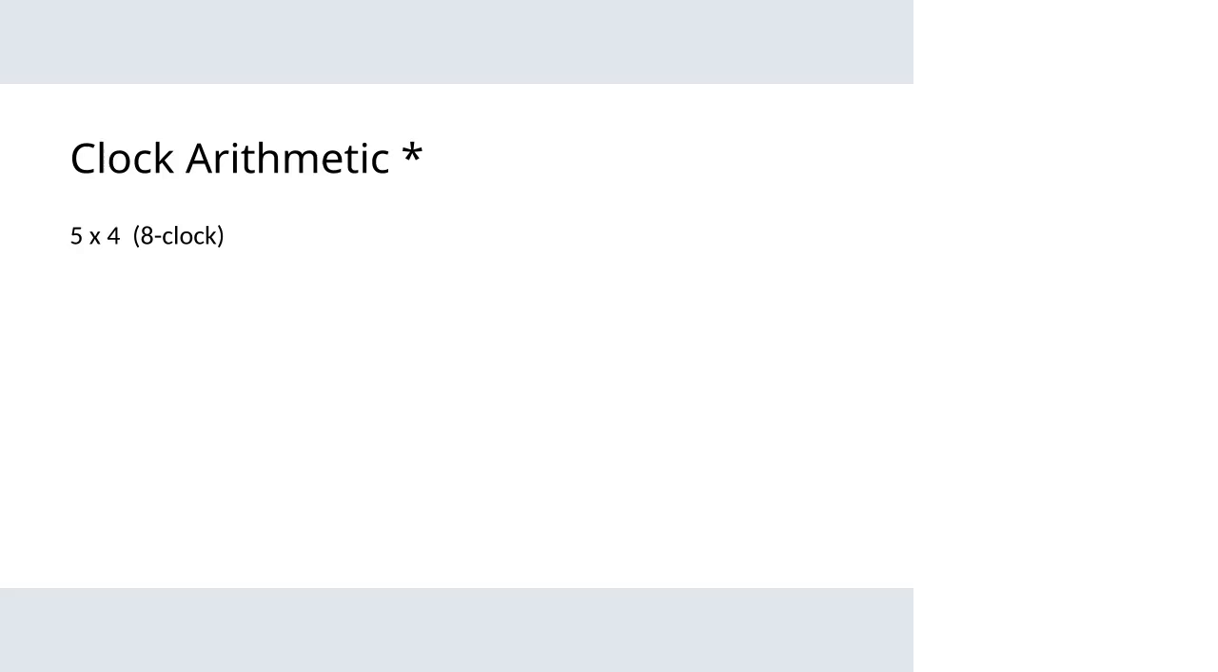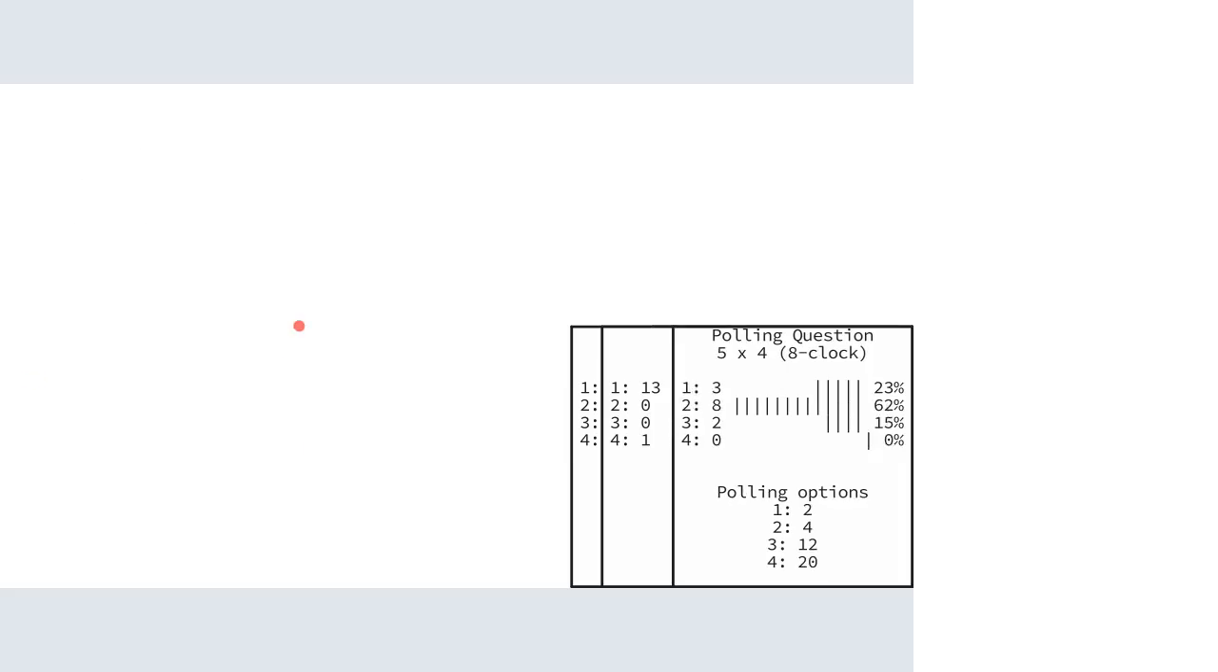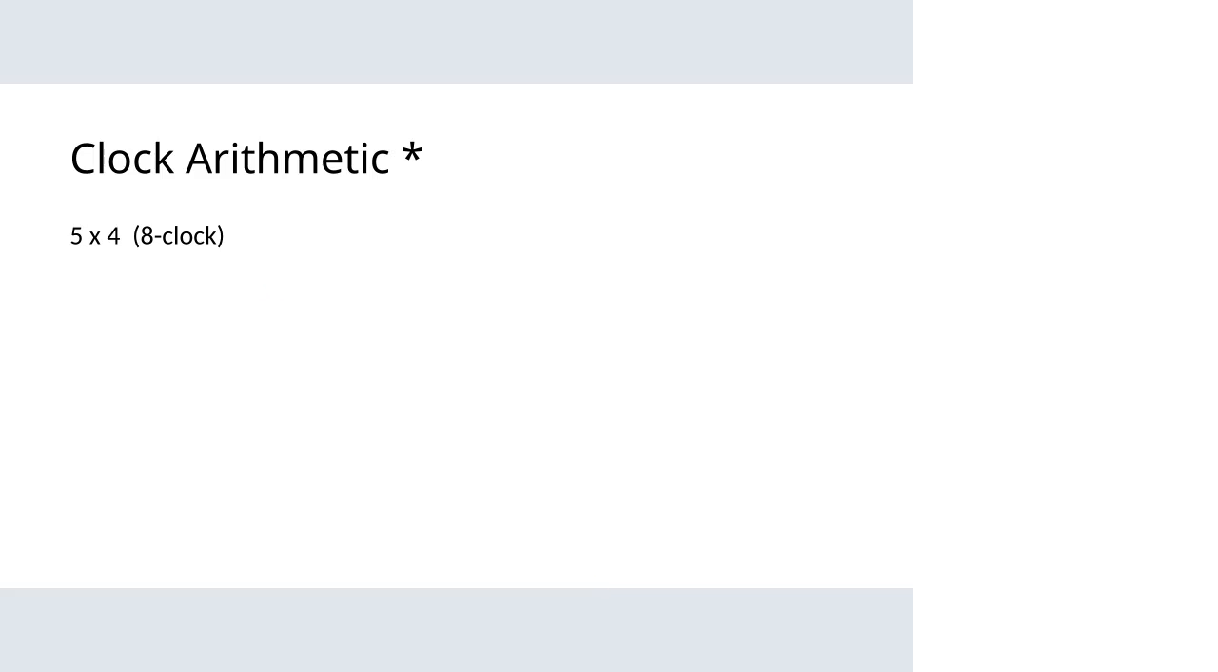Let's see what we've got. Okay, we're spread around a little bit more on this one. Let's be patient and careful as we go through it. Okay. So if you were going to do this one with a physical clock, you would still draw an 8 clock. And what you would do is 5 times 4. So you would do 5 times 4, right?